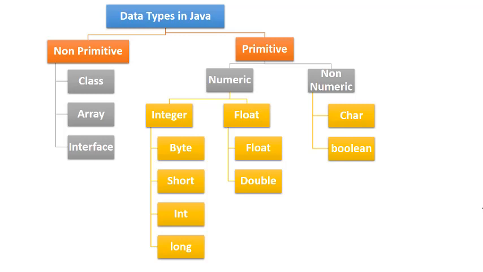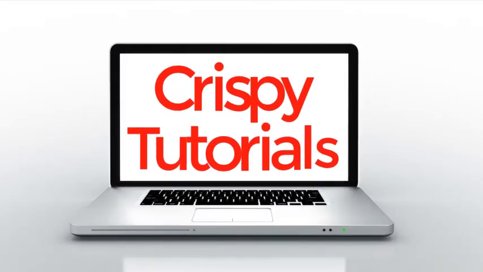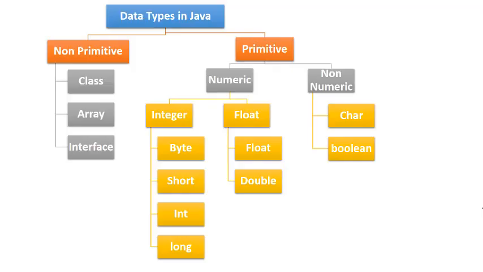Today we will talk about data types in Java. Friends, there are two basic categories of data types in Java. The first one, as you can see, is called non-primitive, and the second one is primitive.